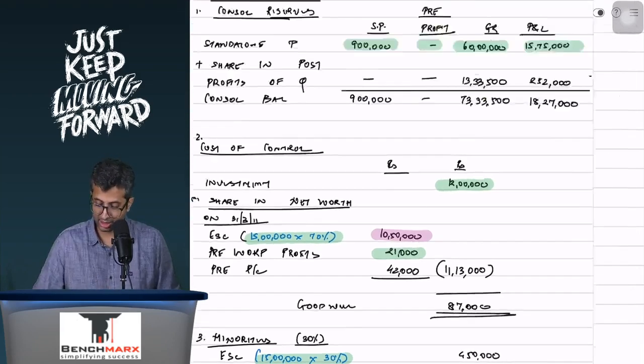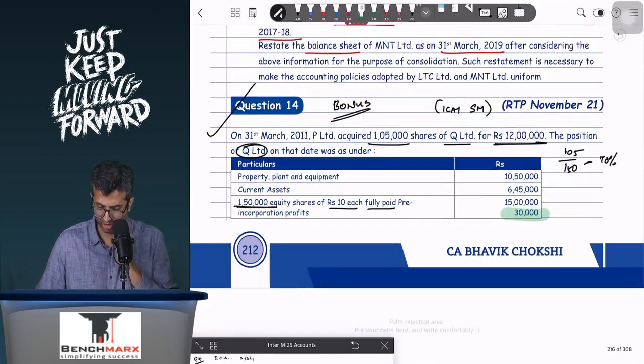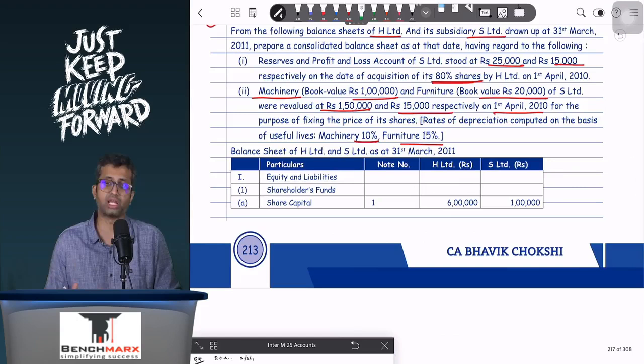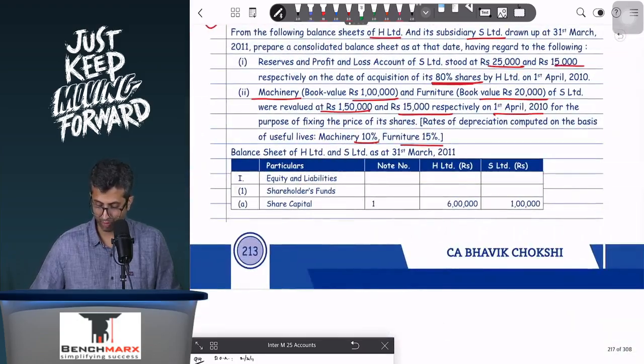Okay, next you will go to the general reserve. Now general reserve is 19 lakh 5. If I go to see on the date of acquisition, there was no general reserve, and hence the entire 19 lakh 5 must have arisen after the date of acquisition. So I can say 19 lakh 5 before the bonus into 70%. Can I say 13 lakh 33,500 will be added to the post profit section.